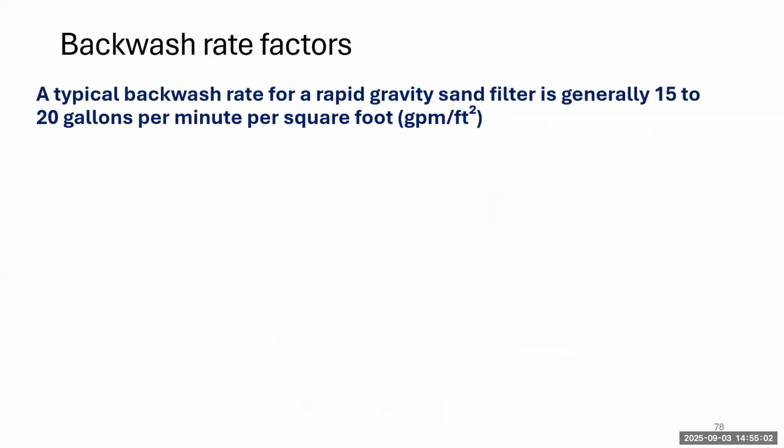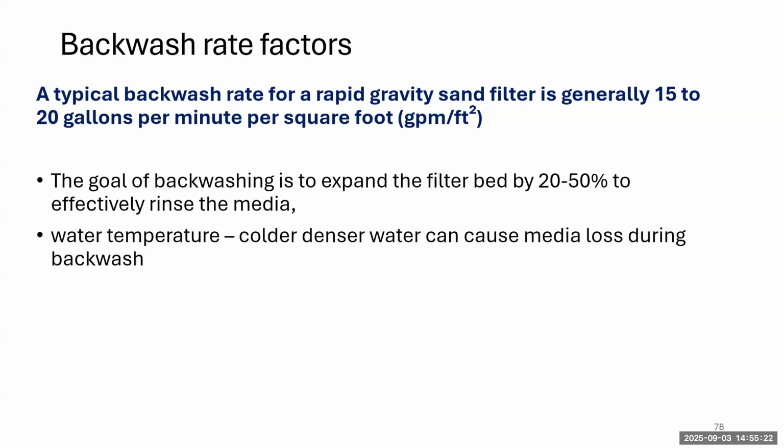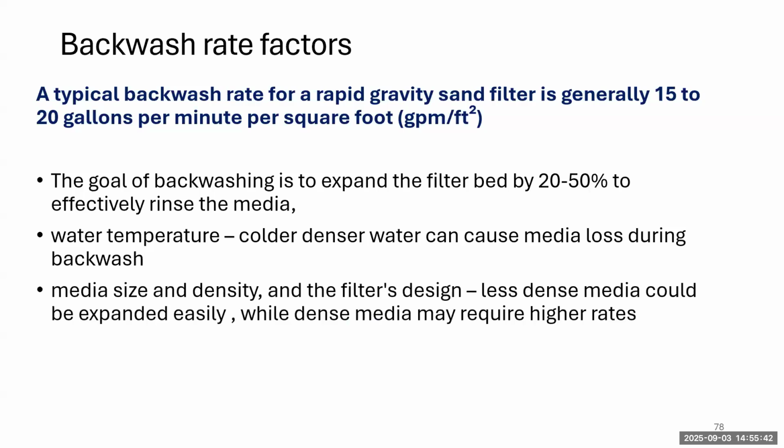There's a couple of tips, or factors, we want to talk about with backwash here. Backwash is faster than the filtration rate because we want to dislodge those particles and we want to fluidize the media. Fluidizing means expanding the bed somewhere between 20 and 50%. Also, if you're backwashing when you have colder water, it is more dense. And if you're backwashing at the same rate that you used in warmer weather, you could actually lose media. So you might have to adjust the backwash flow or the backwash rate when it gets colder.